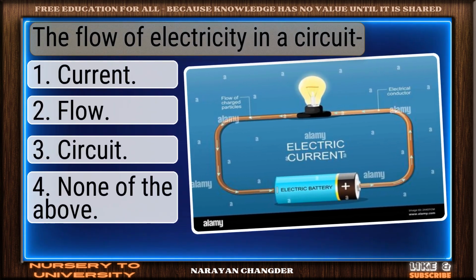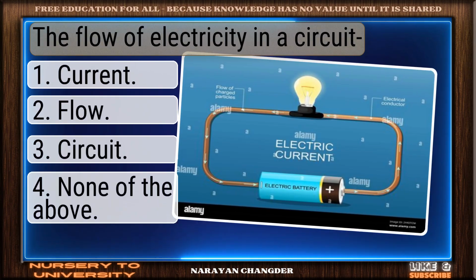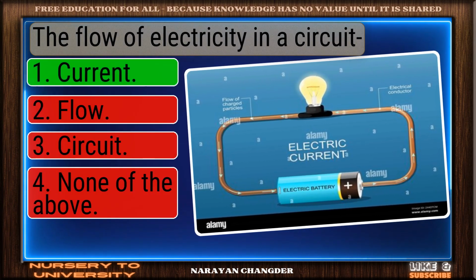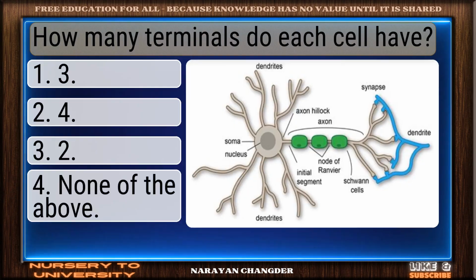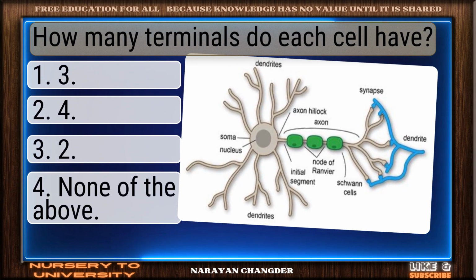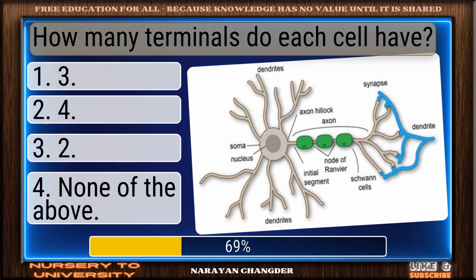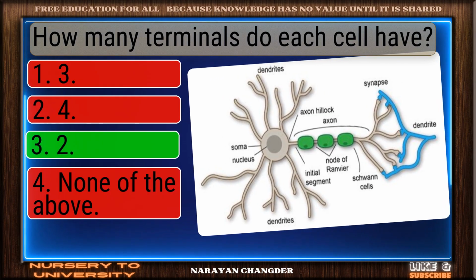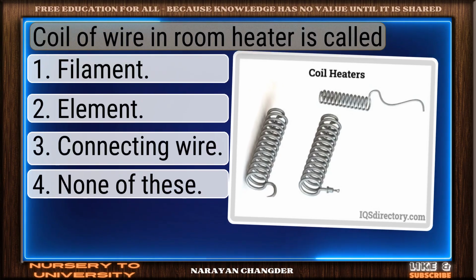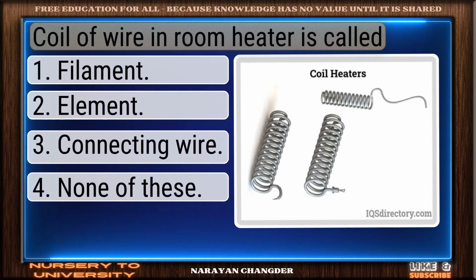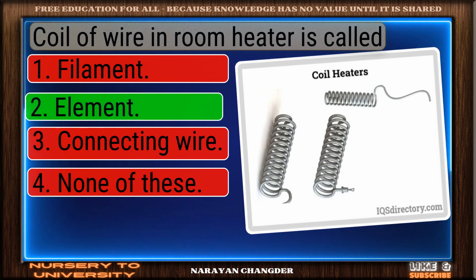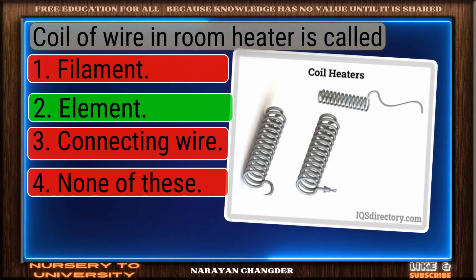Question number 175. The flow of electricity in a circuit. Nicely done. Current is a solid answer. Question number 176. How many terminals do each cell have? Valid point. 2 is true. Question number 177. Coil of wire in room heater is called? Correct. Element is the right answer.